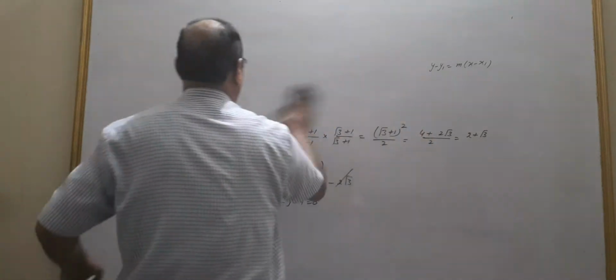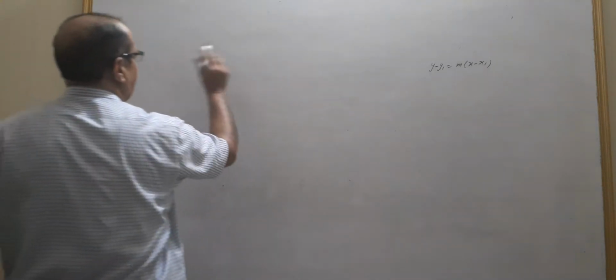Okay. Now after question number 4, I will start with another problem, that is question number 5. Find the equation of the line intersecting the x-axis at a distance.